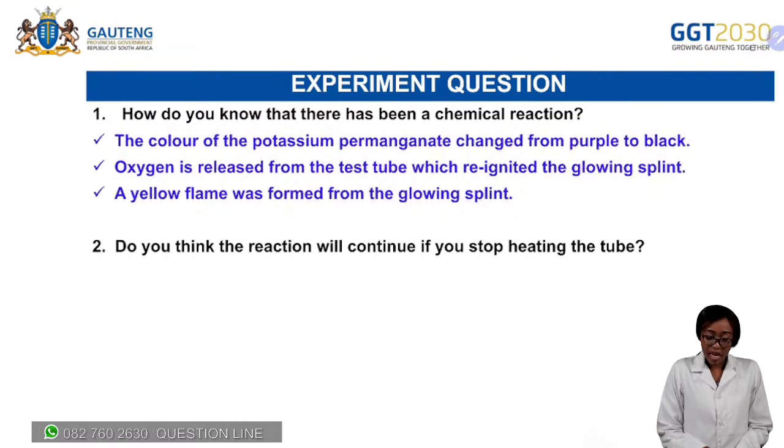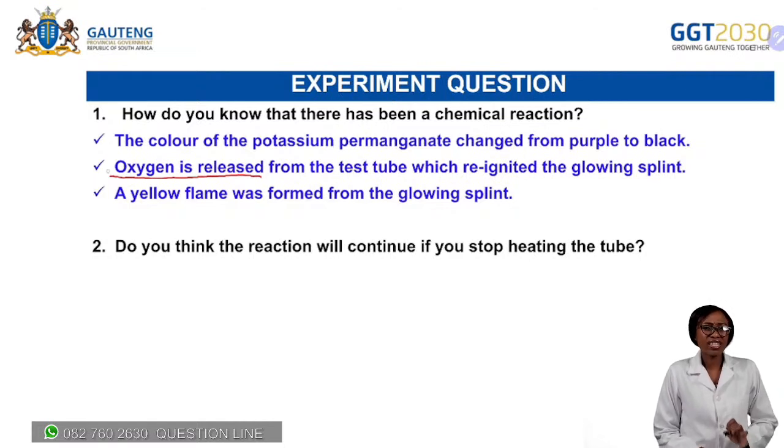And then secondly, we know that there has been a chemical reaction because oxygen is released from the test tube, which reignited the glowing splint. This happened when the glowing splint was put into the test tube that contained the potassium permanganate we're heating, and the glowing splint was reignited and there was a flame. I'm sure you witnessed that very, very bright yellow flame.